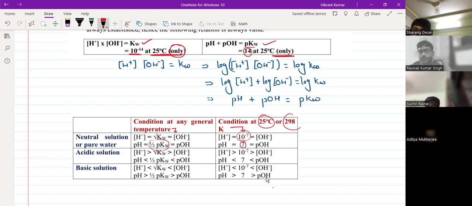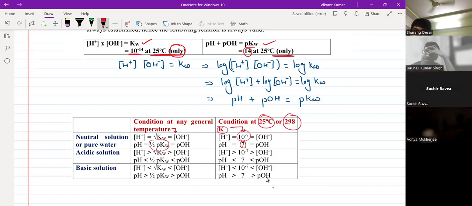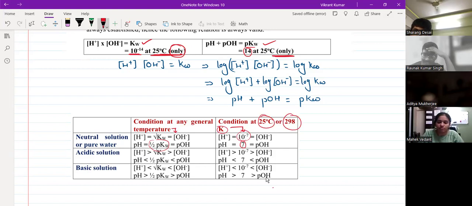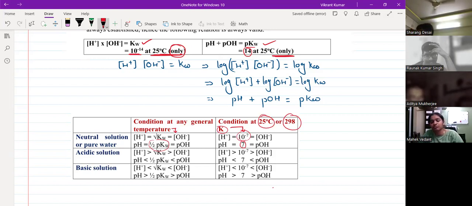So this story, like I told you, what schools make you memorize, has many limitations. And the limitation about this number 7 is that we are talking about only 25 degrees C. Nowadays the temperature is higher than that. That means if you have a solution at pH equals 7, and the temperature is higher than 25 degrees C, it is not a neutral solution, obviously.